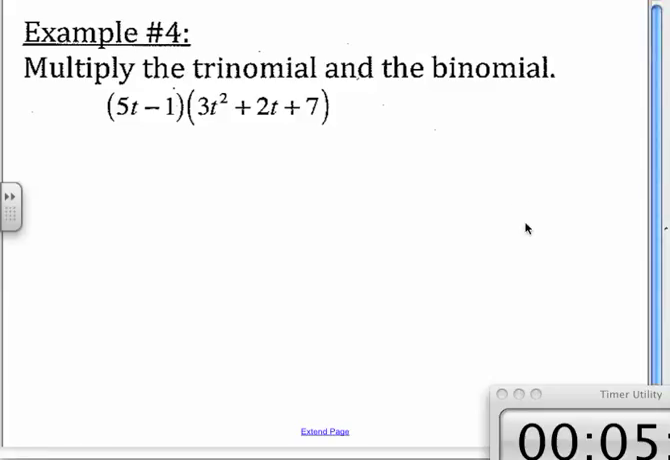Okay, guys, example number 4, it says multiply the trinomial and the binomial, and as I was saying to you guys here in class, FOIL doesn't help us here, right? Because I've got a binomial and a trinomial, okay? But distribution helps us. We take the first term in the first polynomial, multiply by everything, and then take the second term, multiply by everything, and then just combine like terms, okay?